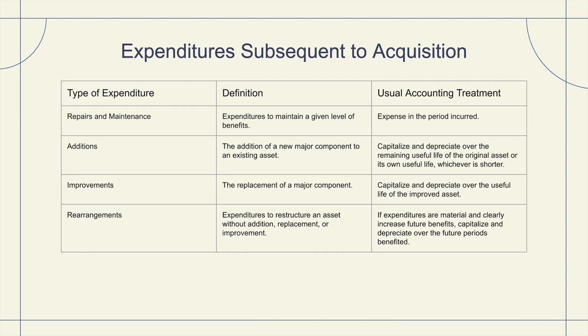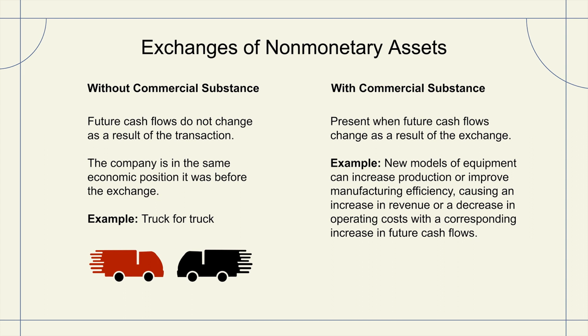This slide provides an excellent summary of expenditures subsequent to acquisition. Repairs and maintenance are expensed in the period in which they occurred. Additions are capitalized and depreciated over the remaining useful life of the original asset or its remaining useful life, whichever is shorter. Improvements are capitalized and depreciated over the useful life of the improved asset. And finally, rearrangements or reinstallations. If material expenditures are clearly increasing the future benefits, they are capitalized and depreciated over the future periods in which the benefit is derived. Repairs, additions, improvements, and rearrangements generally relate to property, plant, and equipment.